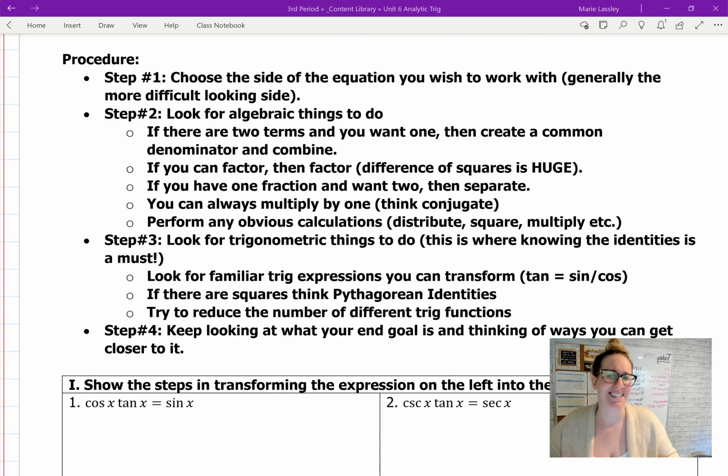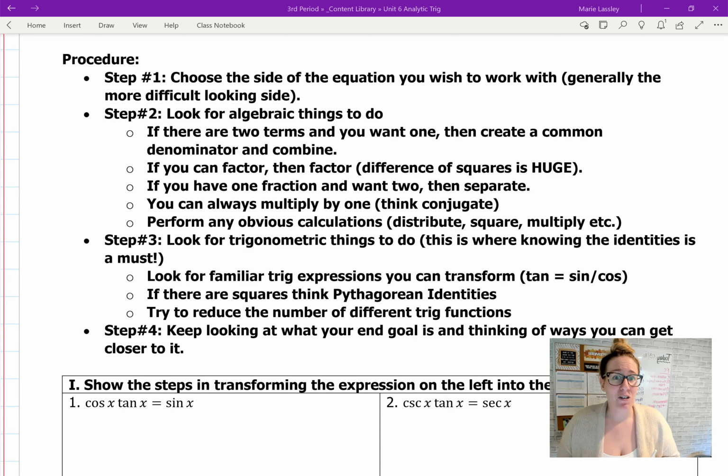All right, so these aren't really steps. They're more like tips and tricks. The only one that's actually a real step is step number 1. Before you can do anything, you have to choose the side that you're working on. Okay, so I'm going to go through this. I'm going to probably do this whole front page. That way for homework, you really are only doing the back.